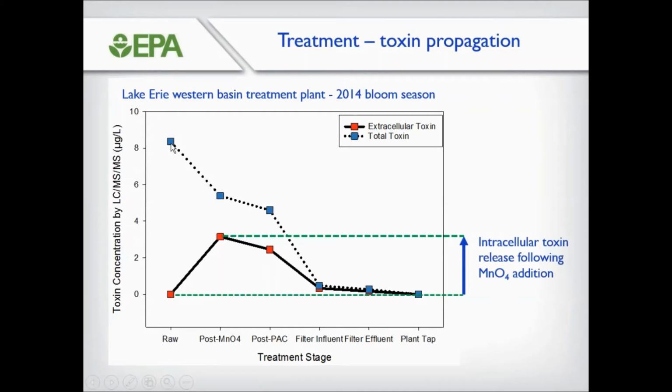So we can see that in the treatment plant influent, all the toxin is present in the intracellular form, but then after the point of permanganate addition, a significant portion, about half the toxin concentration, was present as extracellular toxins. And then we can see a steady decrease in toxin concentration through the treatment facility.